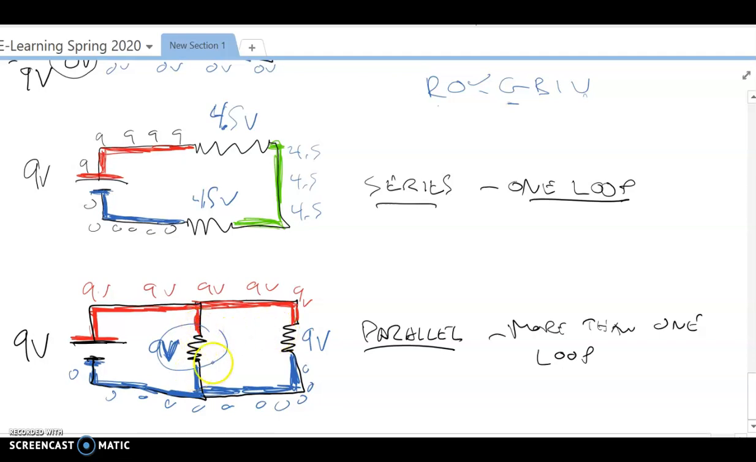This one is going from 9 to 0. This one's going from 9 to 0. Which bulbs do you think will be brighter? The bulbs in a series circuit or the bulbs in a parallel circuit? Give that some thought, my friends.